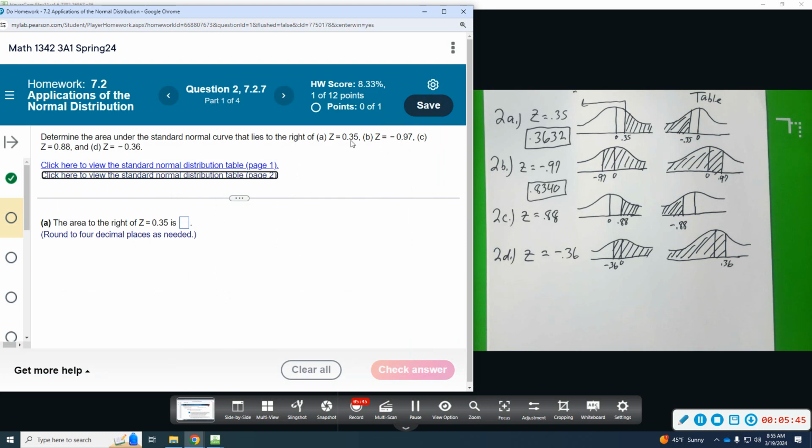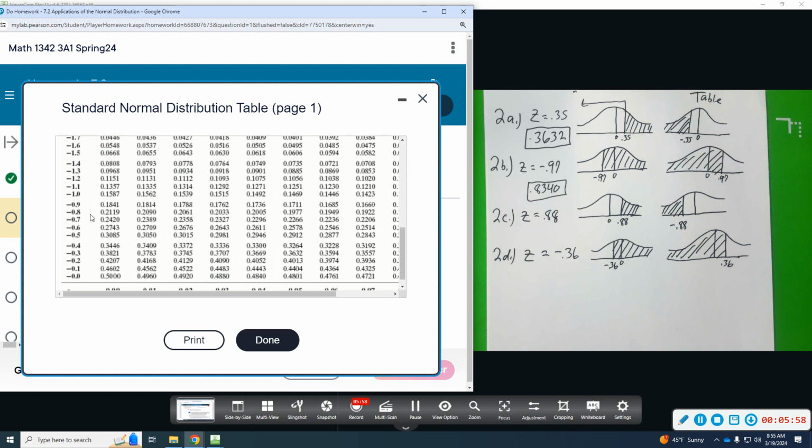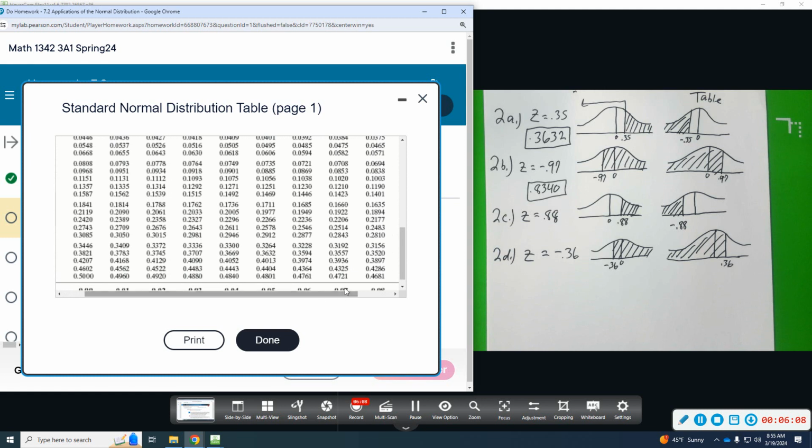Part C wants me to look up 0.88. I'm going to have to look up the negative to find the area to the right. So negative 0.88. I'm going to go to the first table. Negative 0.8, and this will be 0, 1, 2, 3, 4, 5, 6, 7. I got to go over one more so I can see that. So that'll be here, 0.1894.